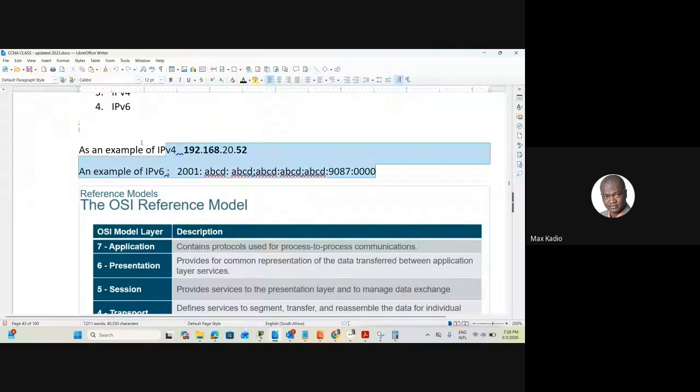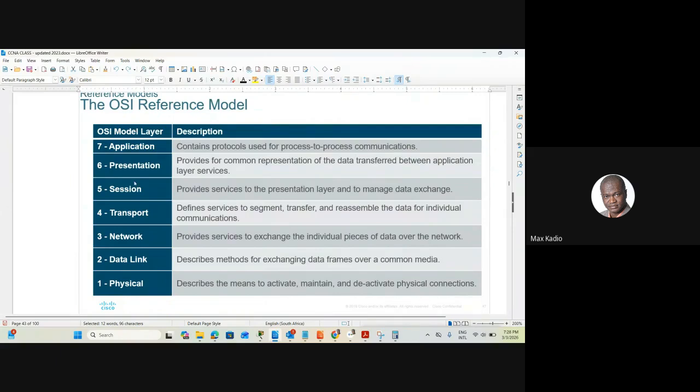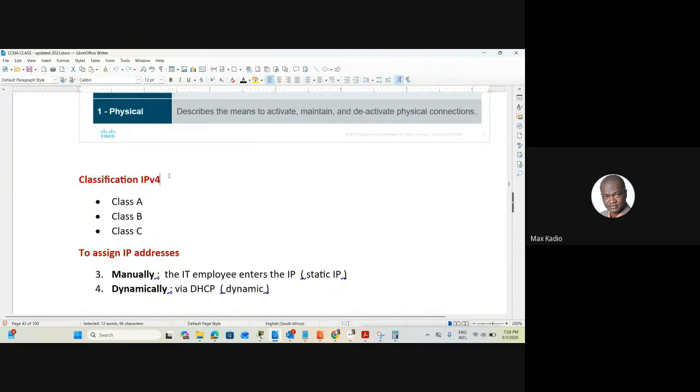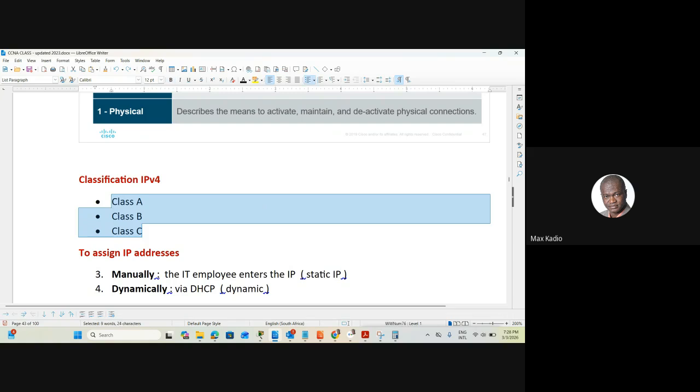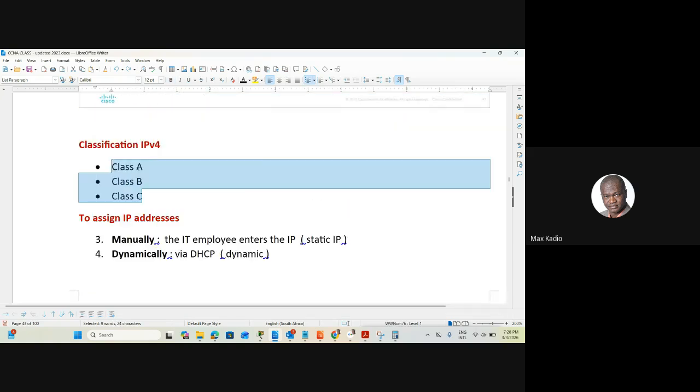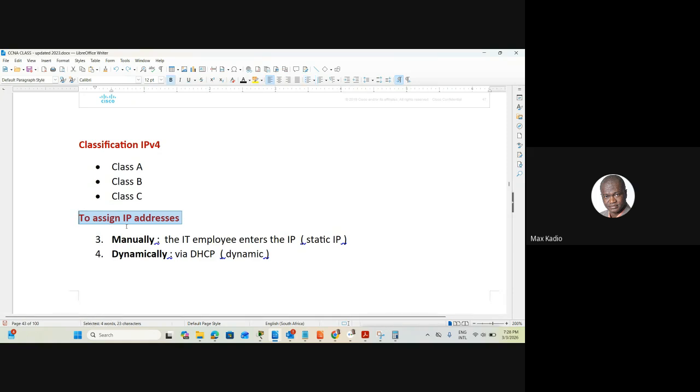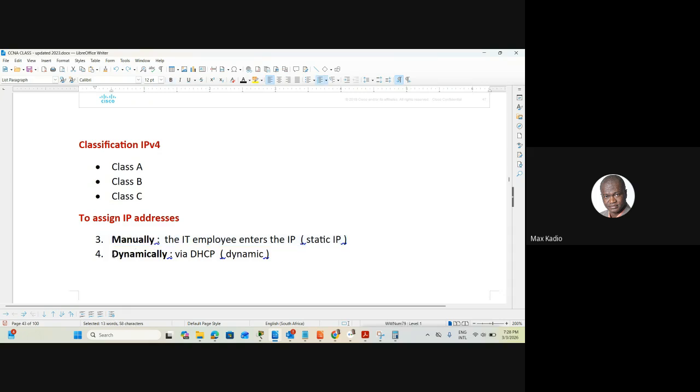So these are the classes, we have class A, B, and C. We'll see how a device can get an IP. You can manually type it, we call it static IP, or you can get it dynamically via DHCP. We did that in IT Essentials.